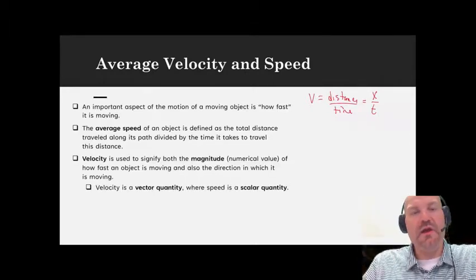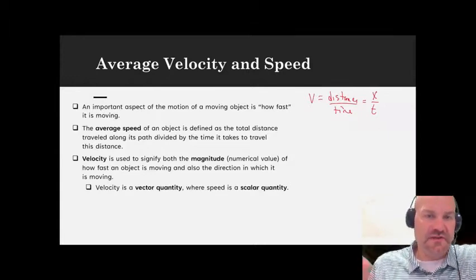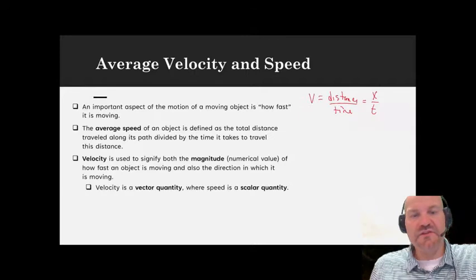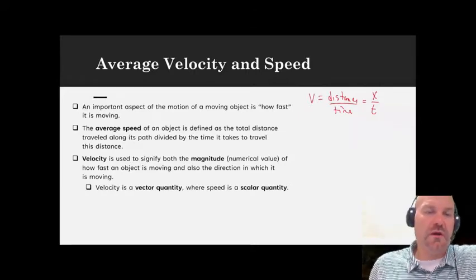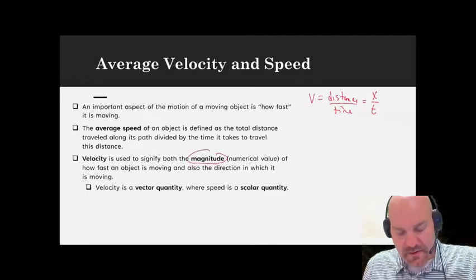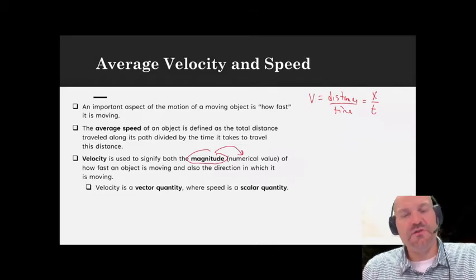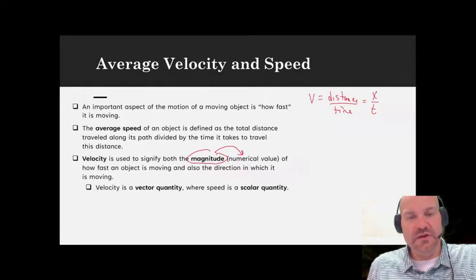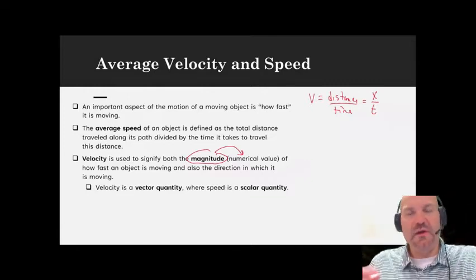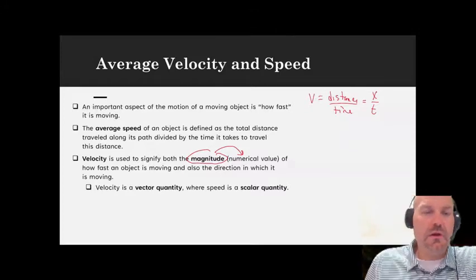Now, the other way we can answer this idea of how fast is velocity. Velocity is used to signify both the magnitude and direction of the motion, right? And this term magnitude, that's just simply our numerical value. It's a word that trips up students because they forget what it means. But anytime the question says, what is the magnitude? You're just writing the number.